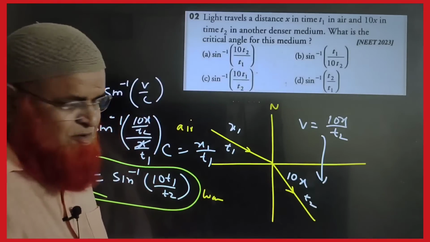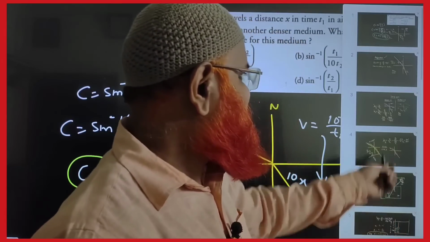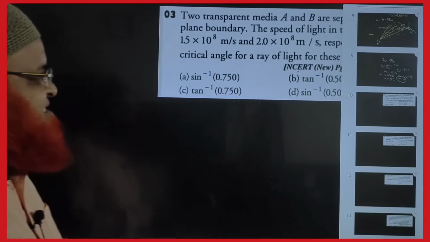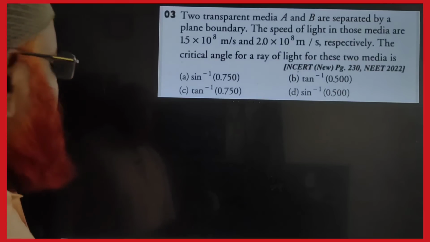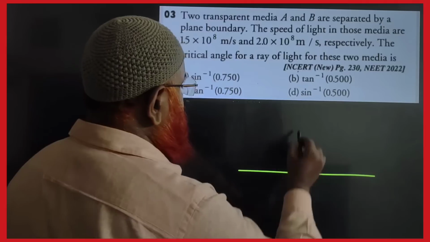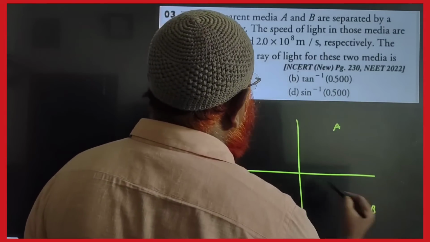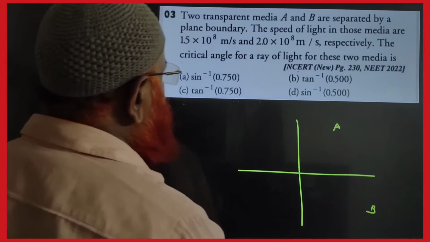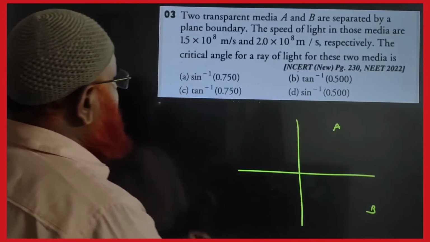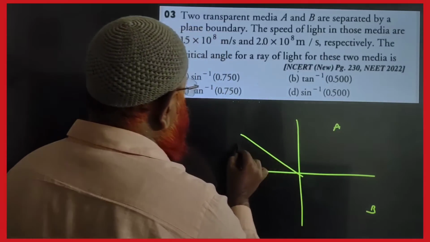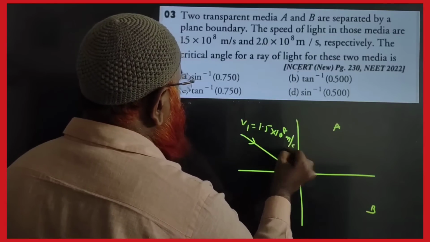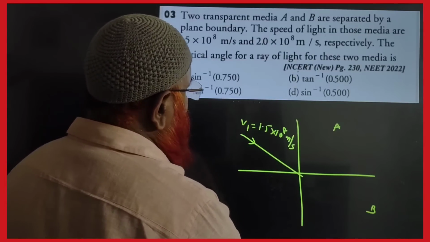Understood all of you? Let us go for the next concept. See, two transparent mediums are there here, medium A and medium B, separated by a plane boundary. The speed of light in these mediums is given like this. Here the speed of light is V1, which is 1.5 into 10 power 8 meters per second. Understood? And what is the other medium here?